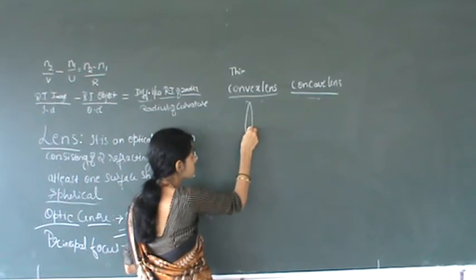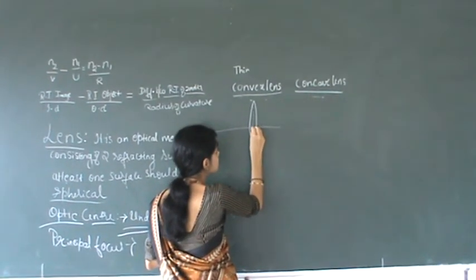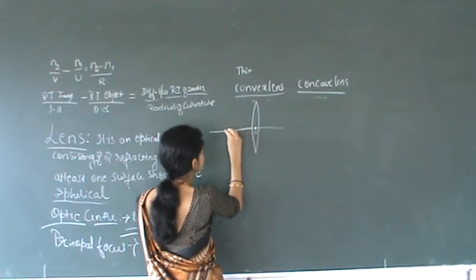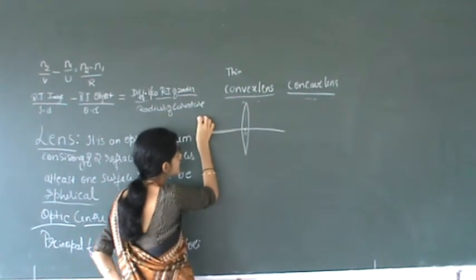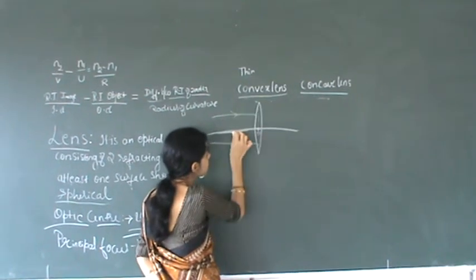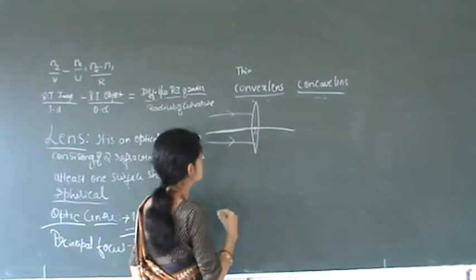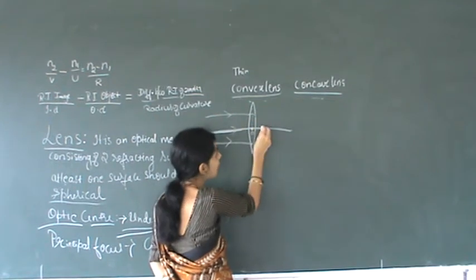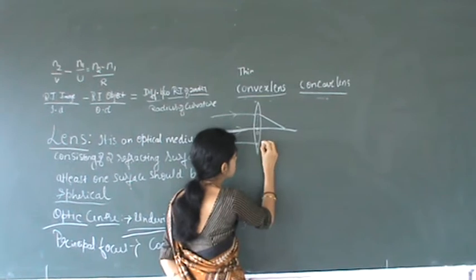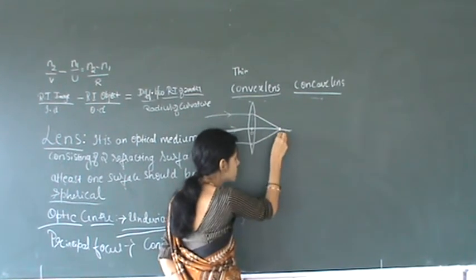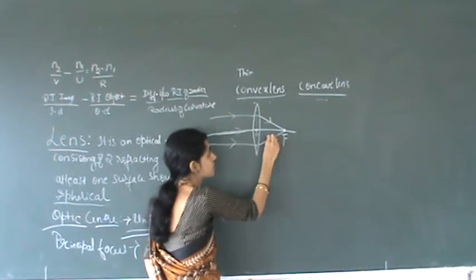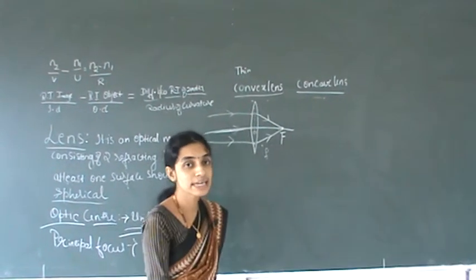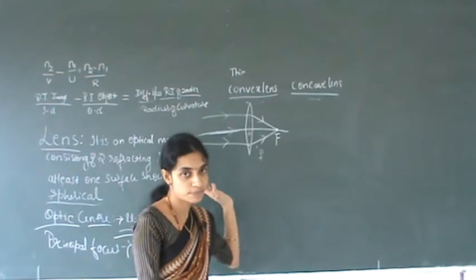Convex lens. The exact center is the optic center. This is the principal axis. The rays are incident parallel to the principal axis. The ray which passes through the optic center will be undeviated. After undergoing two refractions, the rays finally meet at a point which is the principal focus. The distance from the optic center to the principal focus is called the focal length of the lens. There is a first principal focus and a second principal focus.